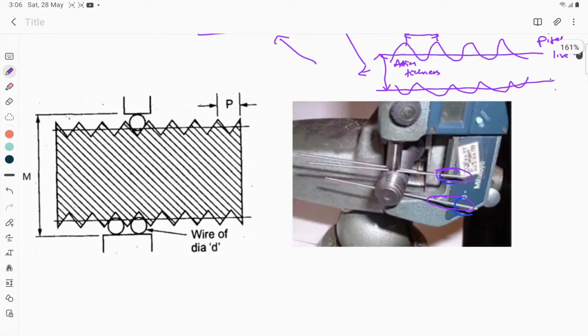As you can see in the picture on the right side, two wires are placed between the anvil and the thread, and one wire is placed between the anvil and the thread. These three wires have the same diameter. Let us assume the diameter is d. The two-dimensional view of the same picture is shown on the left side.